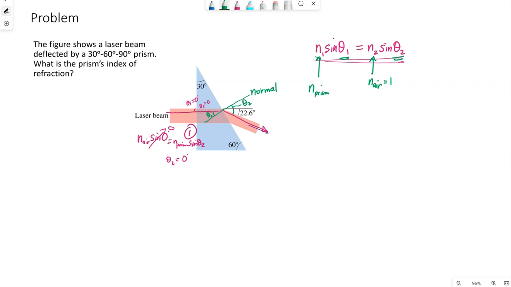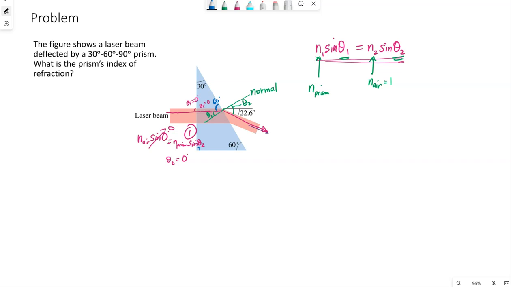So we need to look at the angles of the prism itself. They've told us it's a 30, 60, 90 degree prism. So they've drawn the 30 degrees at the top, the 60 degrees at the bottom right, and the bottom left is the one that's 90. This angle right here has to be 60 degrees.